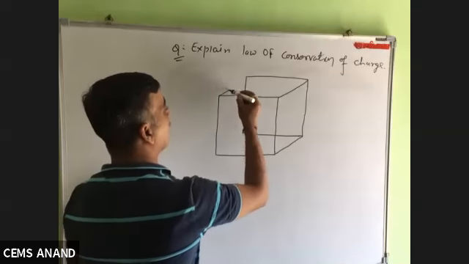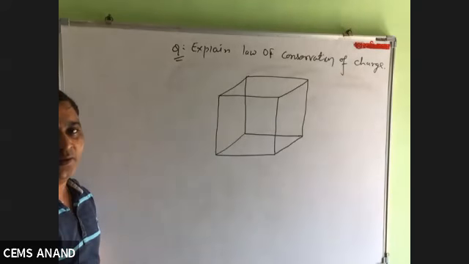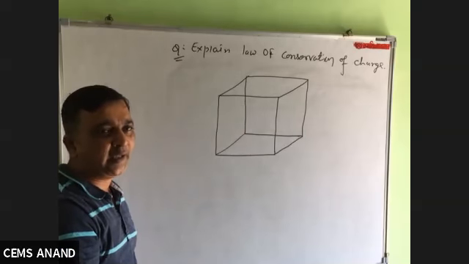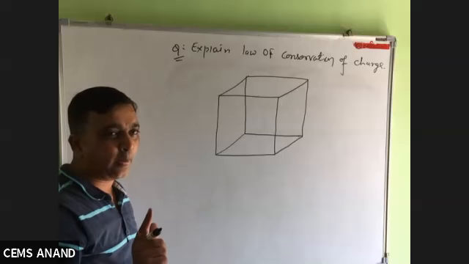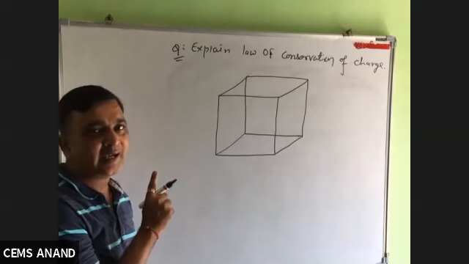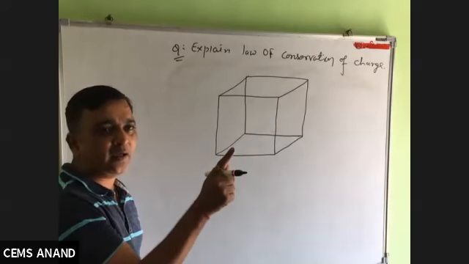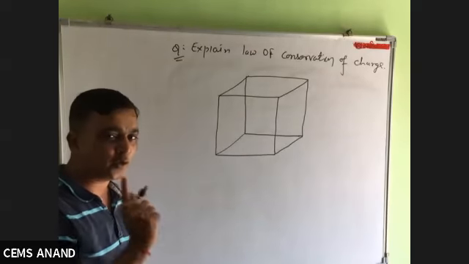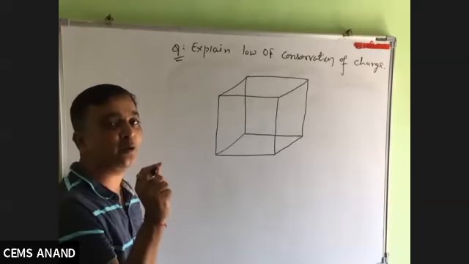Electrically isolated means no charge is allowed to enter and no charge is allowed to escape from it. Also, the number of charges present inside this box is equal in positive and negative type, so that the total electric charge of this cube is 0.